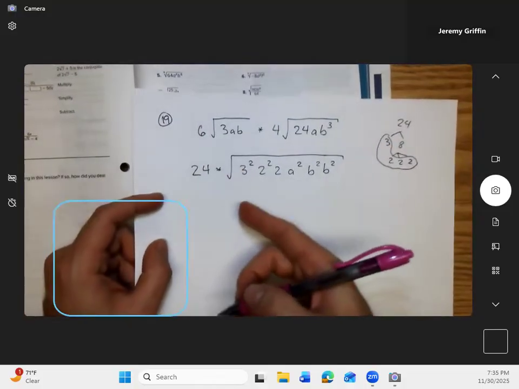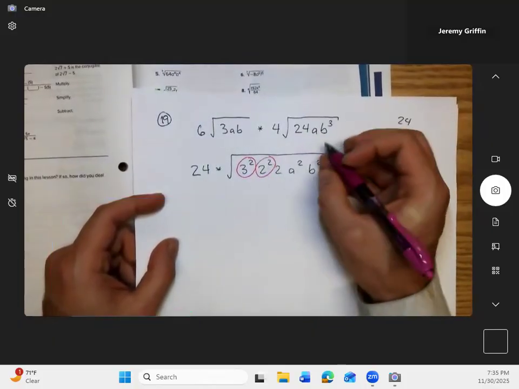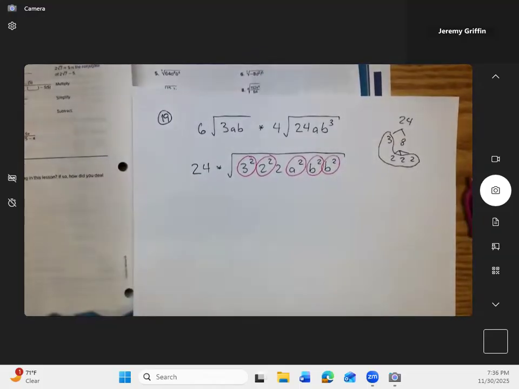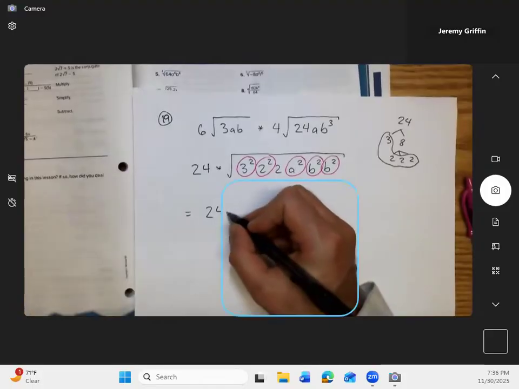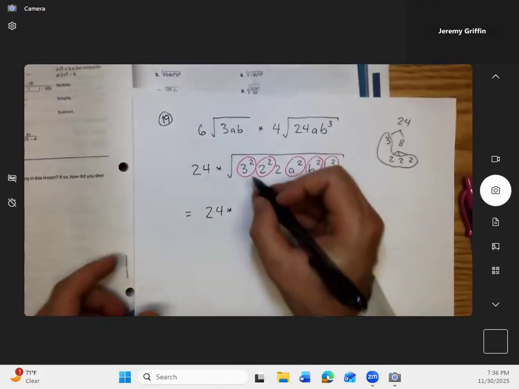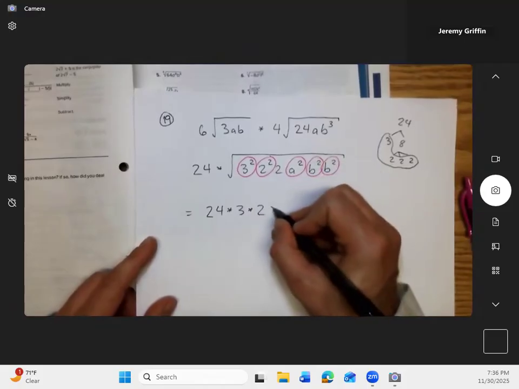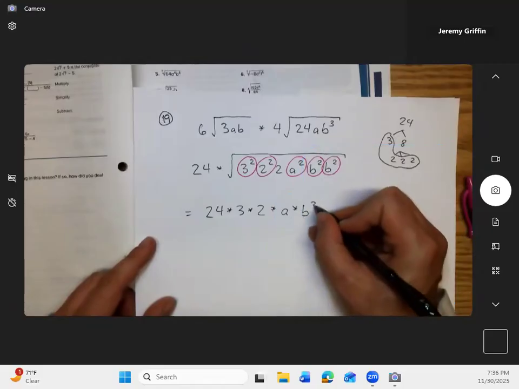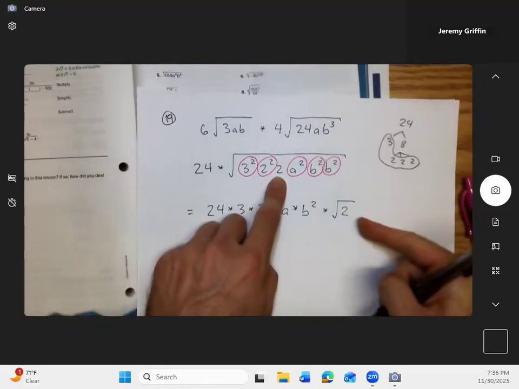And so since it's a square root, every pair of something I have I can pull out. There's a 3, there's a 2, there's an A, there's a B, there's another B you pulled out. So I got 24 times 3 times 2 times A times B, and another B is B squared. And then there's still this 2 left over in the square root, so I still got that.